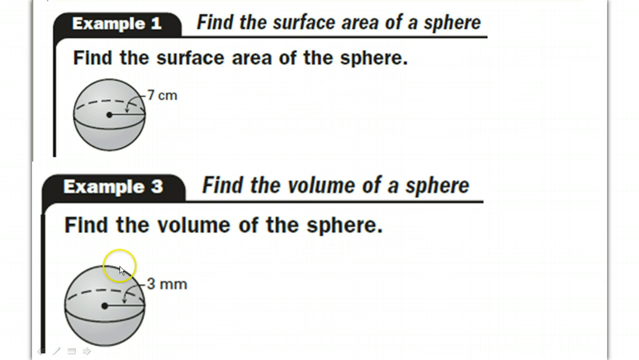Find the surface area of the sphere. Calculate this along with me if you didn't already do it. Correct. We just use the formula. Surface area is 4 pi r squared. In this case, the radius is 7, so that's going to be 4 pi 7 squared.